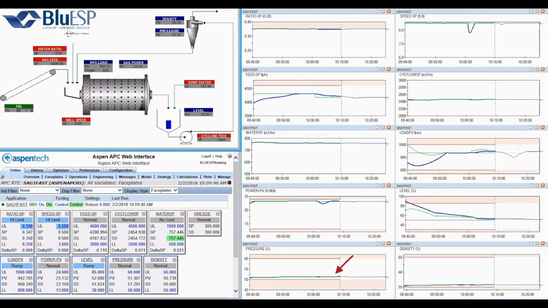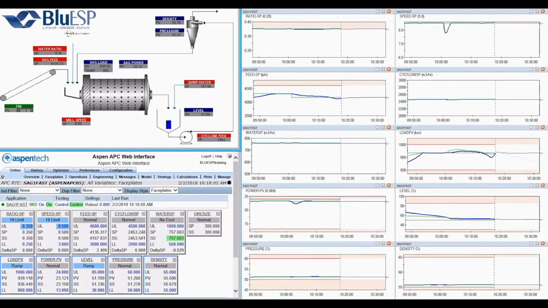The operator returns from lunch and finds the mill stable and running at the optimum operating point. He concludes that this technology is amazing and decides to never switch it off again.